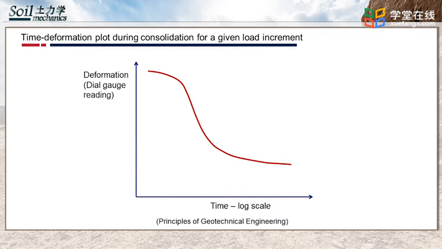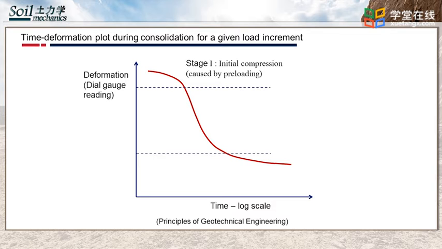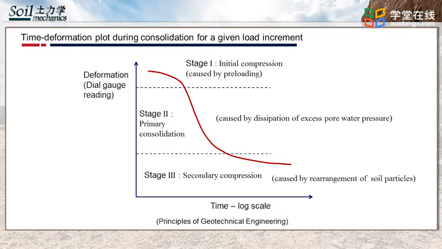The general shape of the plot about the deformation of the specimen against time for a given load increment is shown in this figure. From the plot, we can observe 3 distinct stages. Stage 1, initial compression, which is caused mostly by preloading. Stage 2, primary consolidation. In this stage, excess water pressure gradually is transferred into effective stress because of the expulsion of pore water. Stage 3, secondary consolidation, occurs after complete dissipation of the excess water pressure. Some deformation of the specimen takes place because of the plastic readjustment of soil fabric.